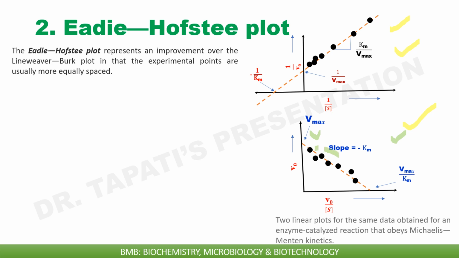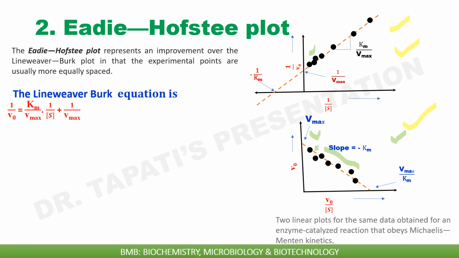See, these points are equally spaced, whereas in the case of the Lineweaver-Burk plot, you can see a few clusters. It is not equally spaced. All the points are not equally spaced in the case of the Lineweaver-Burk plot, but they are equally spaced in the case of the Eadie Hofstee plot. How? Let's see what the equation of the Eadie Hofstee plot is.